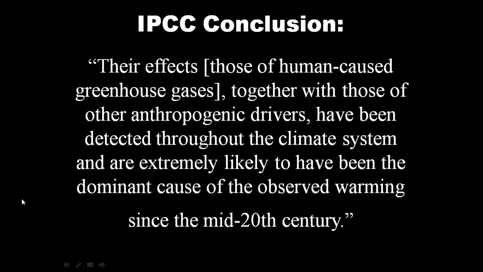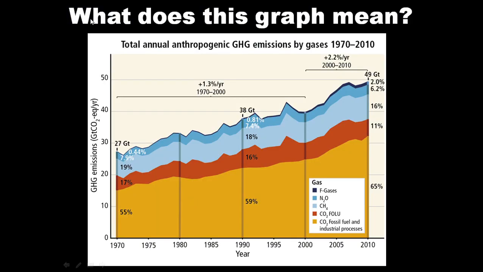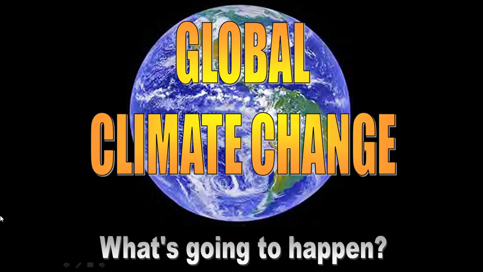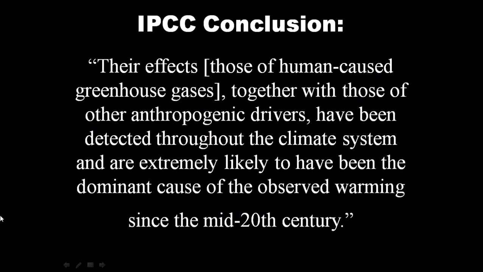What they have concluded is that the effects caused by the greenhouse gases which humans have created, together with other anthropogenic drivers, have been detected throughout the climate system. They are extremely likely to have been the dominant cause of the observed warming since the mid 20th century. As we saw in this diagram, global warming and climate change have increased a lot.